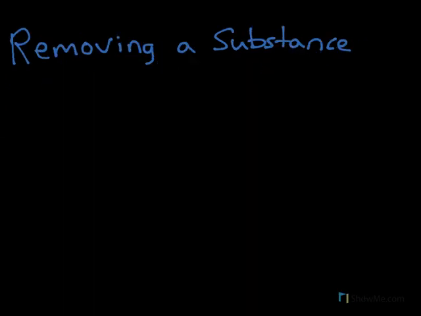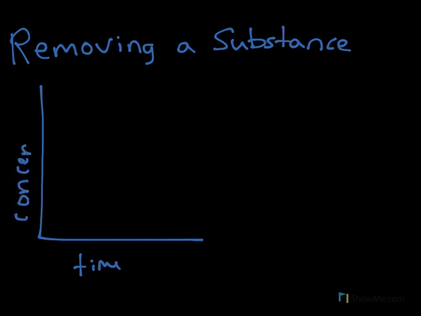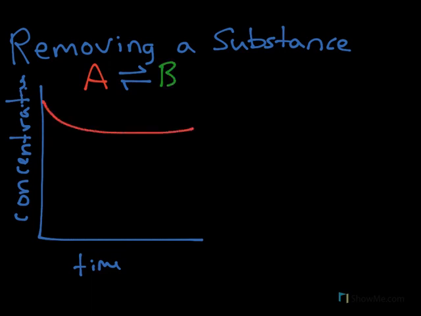If we consider removing a substance instead, let's draw another similar graph here. Again, our x-axis will be time, our y-axis can be concentration. And let's stick with the same reaction where A is reversible to make B. We know A began and leveled out, and B began at 0 and leveled out. I drew those a little too long. Let's erase those. There we go. Okay. Now let's think about what removing a reactant would do.